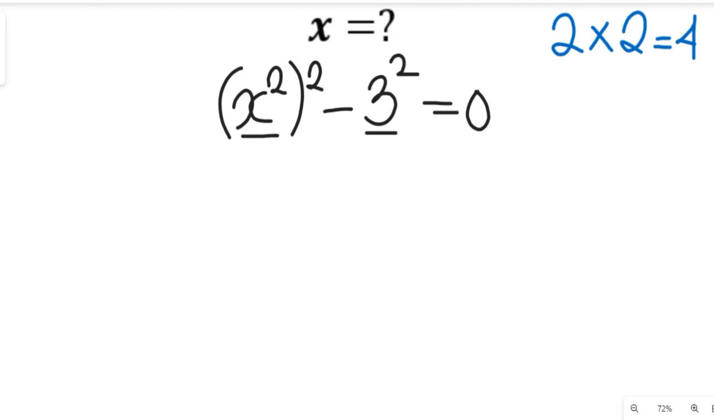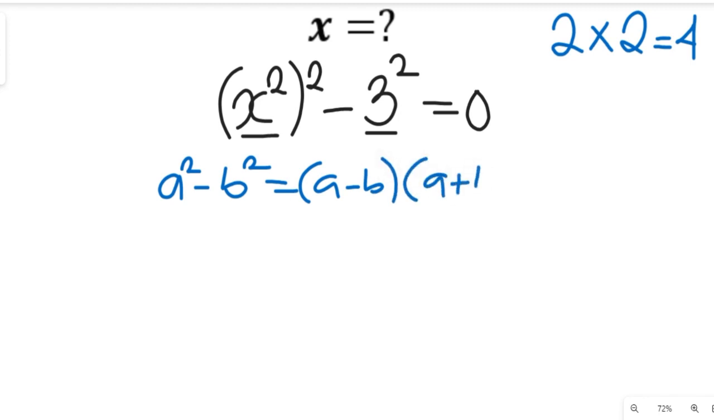Now, what does that tell us? That reminds us of an algebraic formula, that if you have a squared minus b squared, this can be equal to a minus b, and then we'll have a plus b. Do you remember the algebraic formula? We're going to apply it over here, remembering now that our a will be equal to x squared, and then our b will be equal to 3.